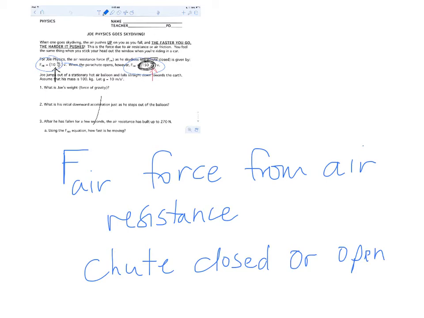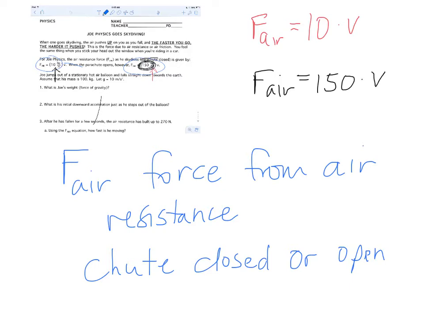And when the chute is closed, the force due to air, you're going to find by taking 10 times the velocity. And when the chute is open, it's going to be trapping a lot more air because the chute is open, right? Picture that. Somebody skydiving, if you open the parachute, it's trapping a ton of air. That's why you slow down. So open and closed. Those are the two numbers there.